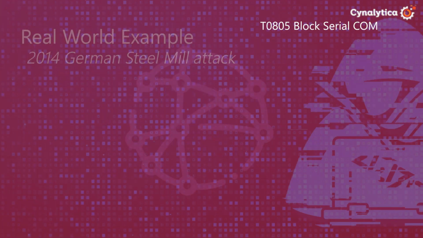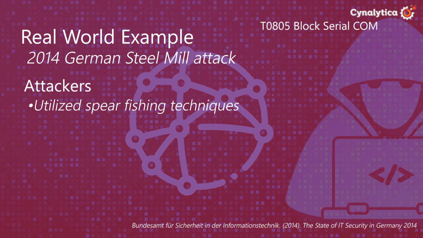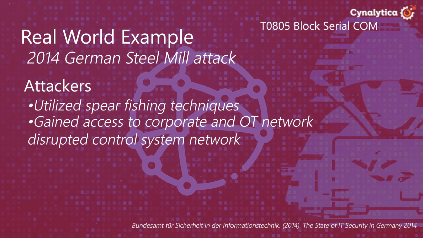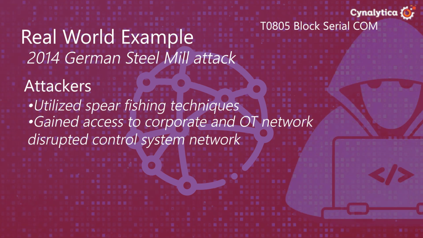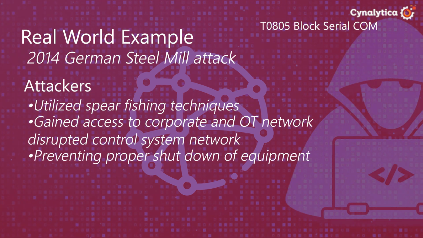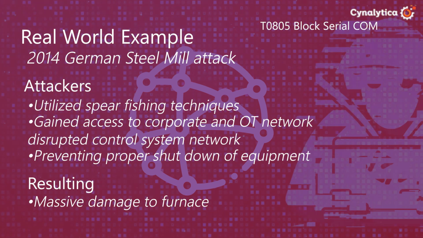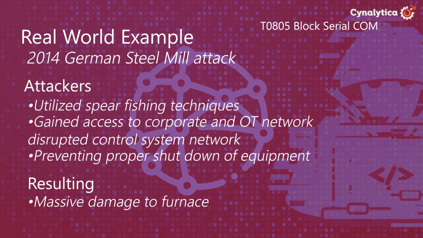In the attack on a German steel mill in 2014, attackers used spear phishing emails to gain access to the corporate network and then the production network. They disrupted the communication between the control systems and the physical equipment, preventing proper shutdown procedures for a blast furnace. This led to massive damage to the furnace and highlighted the critical nature of maintaining reliable communication channels.